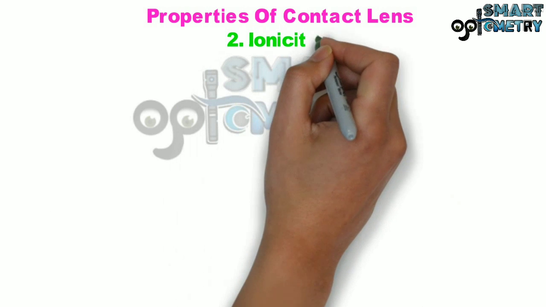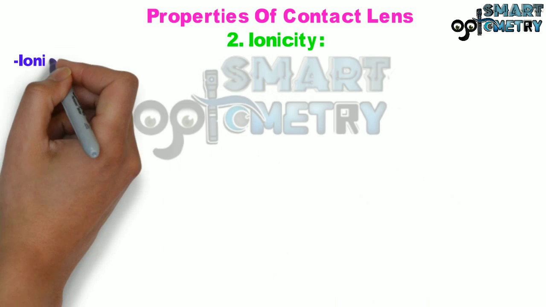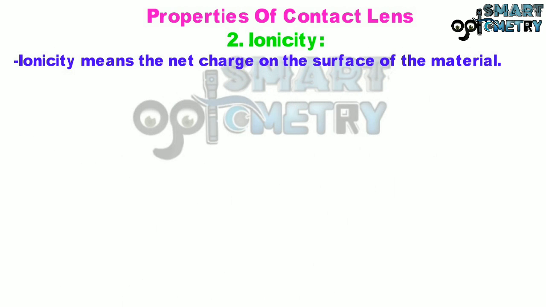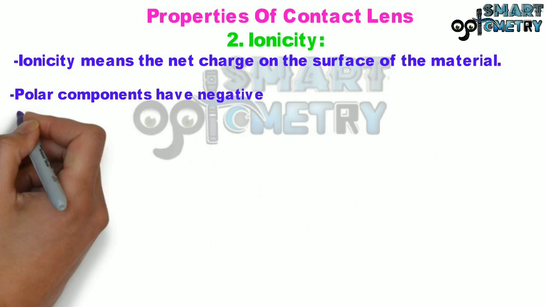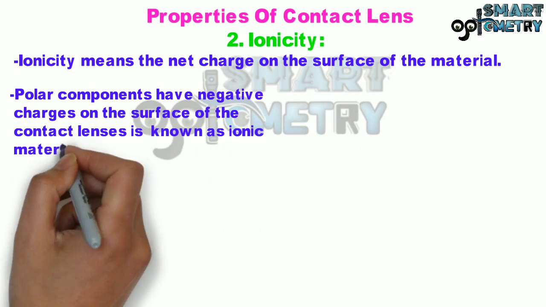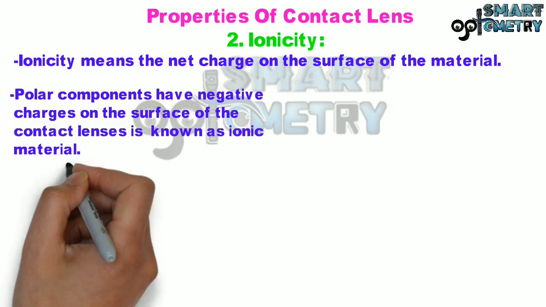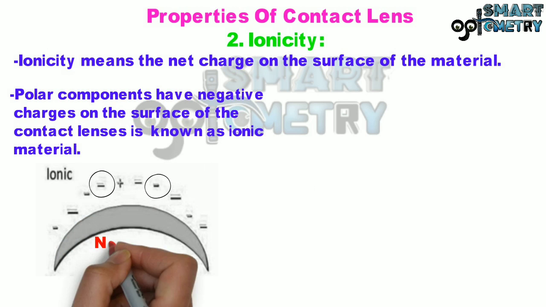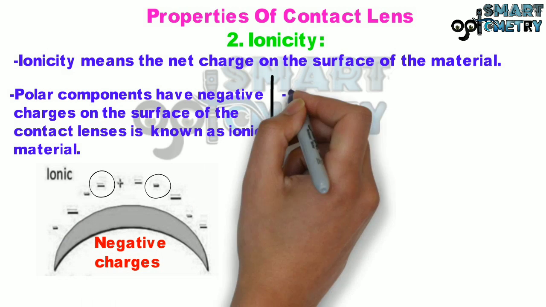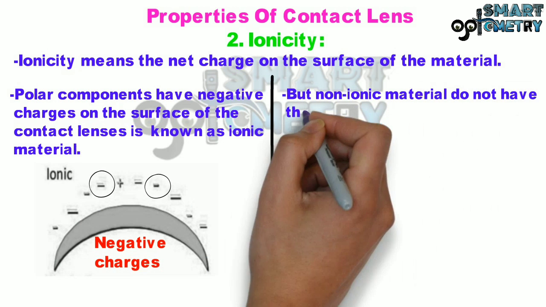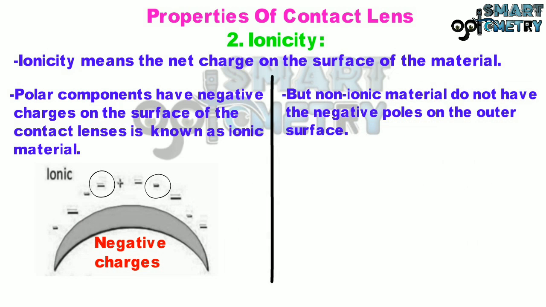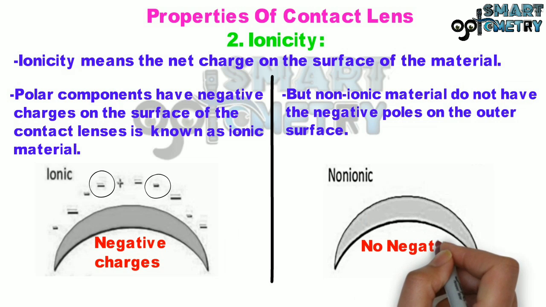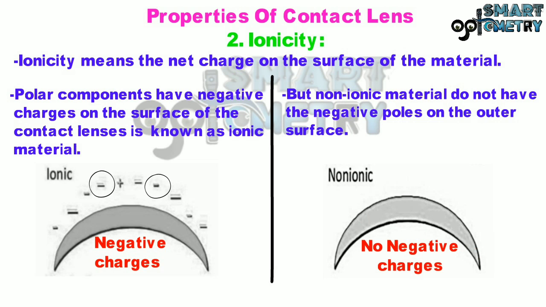Now let's discuss ionicity. Ionicity means the net charge on the surface of the contact lens material. Polar components having negative charges on the surface of the contact lens is known as ionic material. Here is an example of ionic contact lens material, and we can see the negative charges. But non-ionic material does not have the negative poles on the outer surface. Here is an example of non-ionic contact lens material, and there are no negative charges.